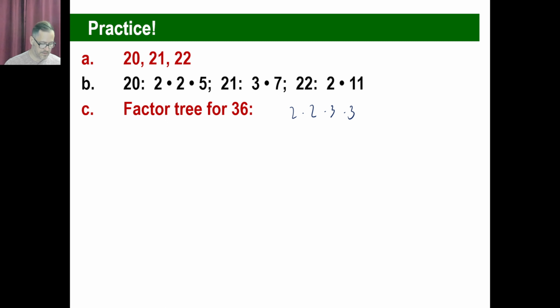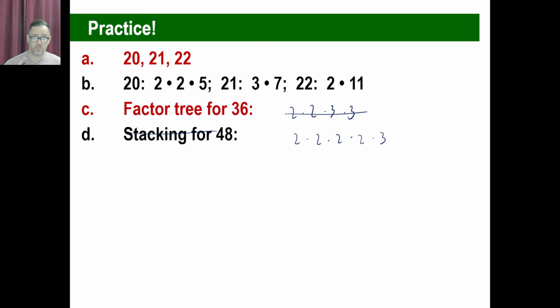If you want to, on division by primes or whatever, you can do the same thing, so find D. All right, 48, we can do stacking, and forget that. Let's just go, that's going to be 2 times 2 times 2 times 2 times 3. You should have four 2's and one 3.